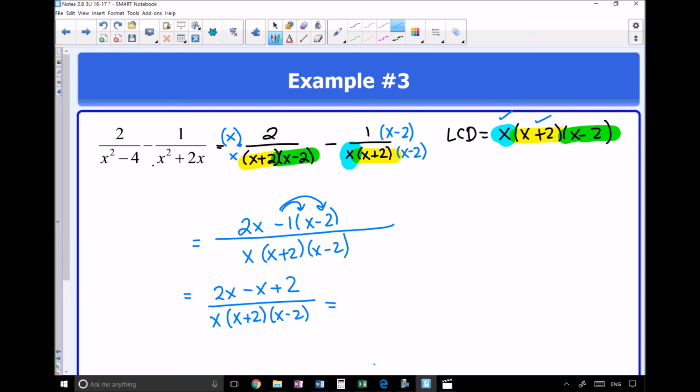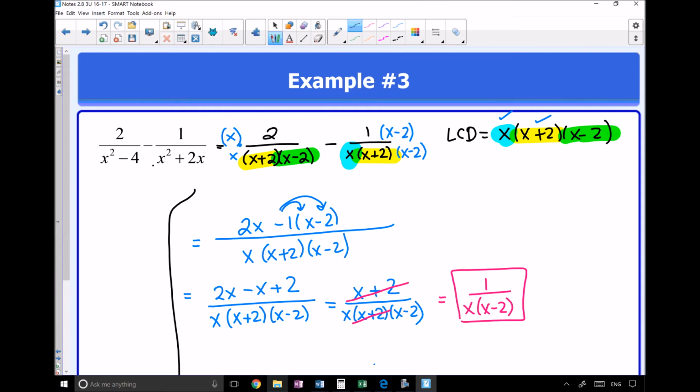Okay, so then 2x minus x is x, so I get x plus 2 over x times x plus 2 times x minus 2. Well, I have an x plus 2 term here and an x plus 2 term here, so I can cancel all of that stuff out. So I end up getting 1 over x times x minus 2. And that's my final answer.